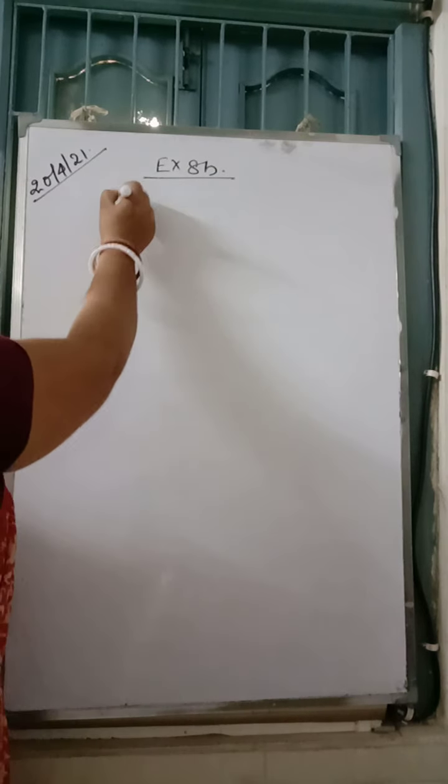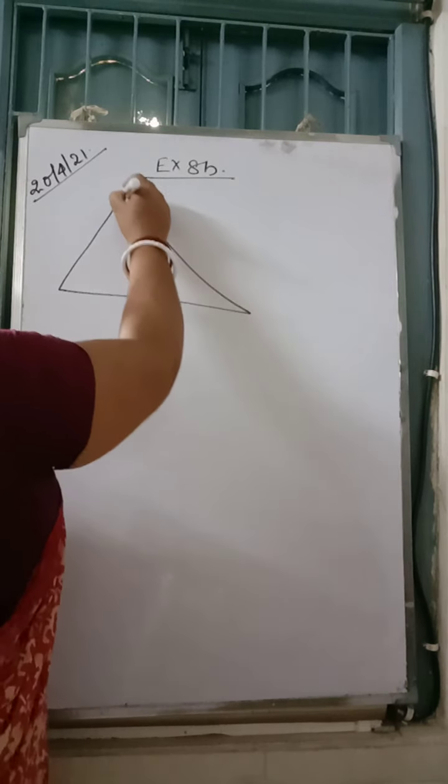Continuing from question number 12, it says ABC is a triangle. The bisector of angle BCA meets AB in X. A point Y lies on CX such that AX is equal to AY. Prove that angle CAY is equal to angle ABC.